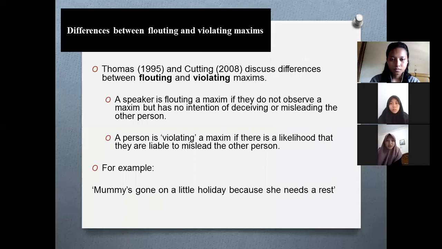Differences between flouting and violating maxims. Thomas, 1995, and Cutting, 2008, discuss differences between flouting and violating maxims. A speaker is flouting a maxim if they do not observe a maxim but have no intention of deceiving or misleading the other person. A person is violating a maxim if there is a likelihood that they are liable to mislead the other person. For example, Mom is gone on a little holiday because she needs a rest.